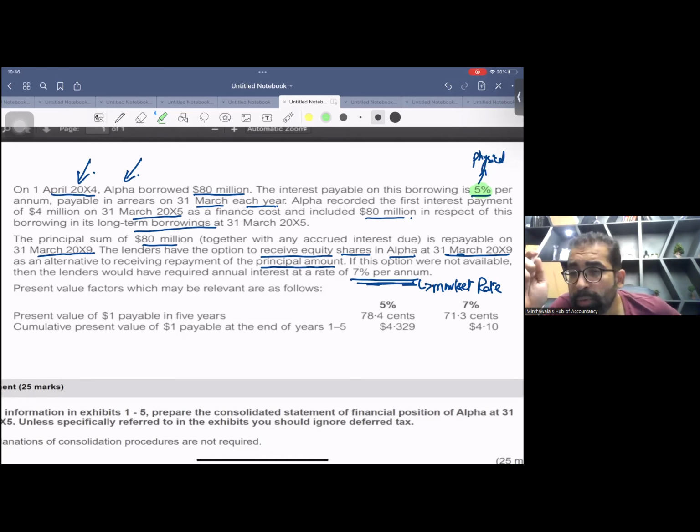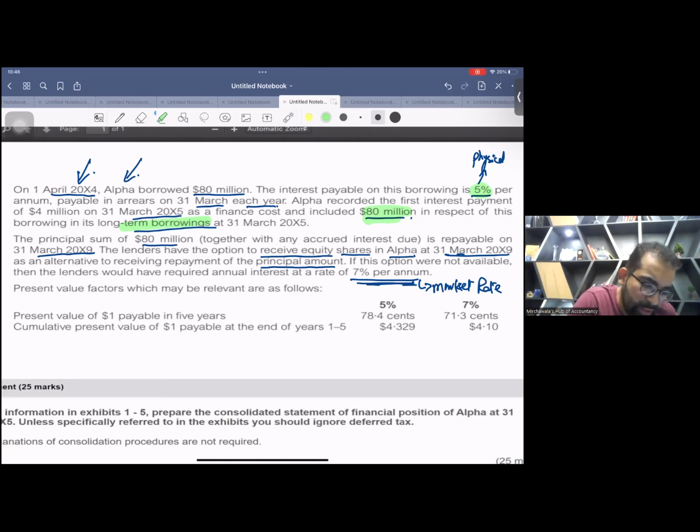How do I know? Because they have written that they included 80 million as a long-term borrowing. The complete 80 million they have recorded as long-term borrowings, right? So let's do it now.